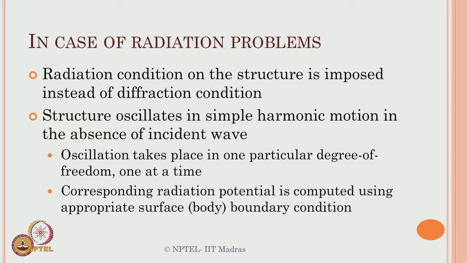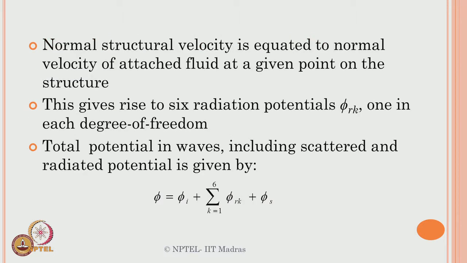Now, the structure oscillates in simple harmonic motion, which is an assumption, in the absence of incident wave. Then oscillation takes place in one particular degree of freedom at one time; that is an idealization. The corresponding radiation potential is computed using an approximate surface boundary condition given on the system. Then the normal structure velocity is equated to the normal velocity of the fluid particle at the given point of the structure. This will now give rise to 6 new radiation potentials phi r k, where k varies from 1 to 6, being the degrees of freedom.